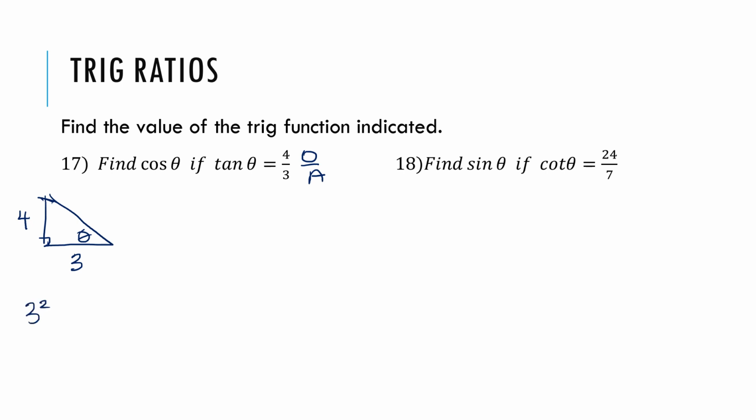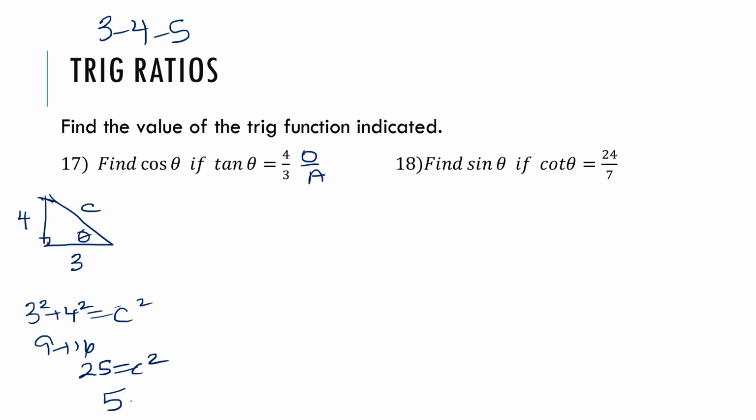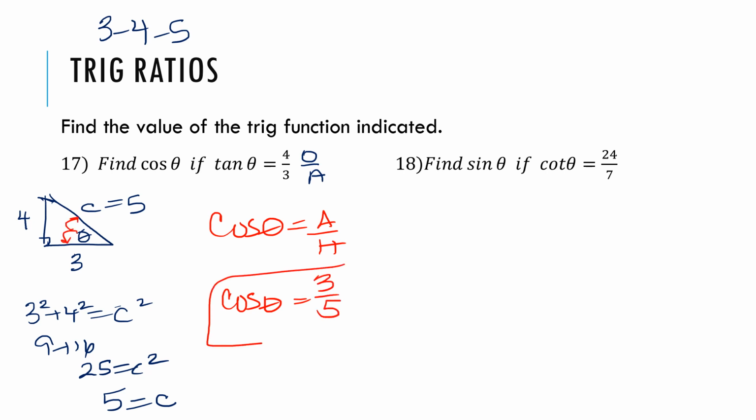And we're going to do 3 squared plus 4 squared equals c squared, or the hypotenuse squared. Oh, that's one of those triples. That's a 3, 4, 5. So 9 and 16 is 25, and we do get that the square root of 25 is 5. Good job. So we found our hypotenuse length to be 5. Now we can write cosine. Cosine of theta is adjacent over hypotenuse. So cosine of theta, adjacent is 3, hypotenuse is 5, so 3 over 5. Not too bad.